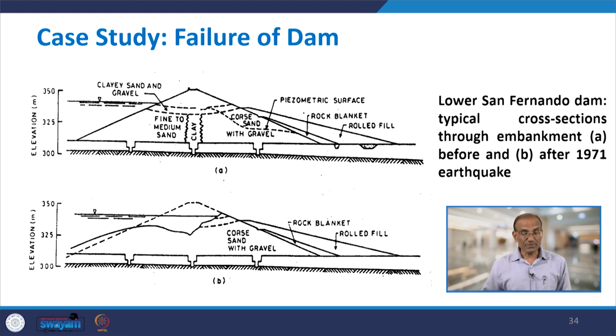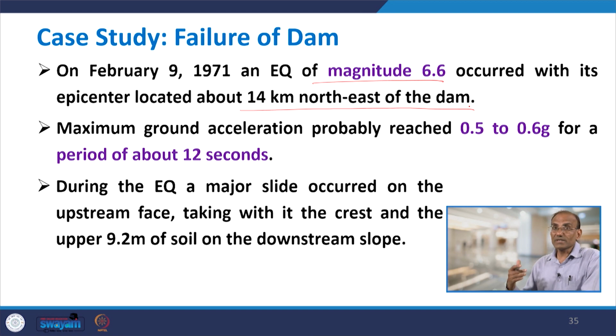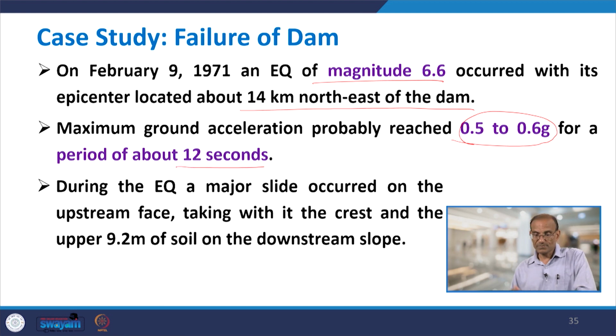by this. Fortunately, the earthquake occurred on February 9, 1971 with a magnitude of 6.6, and its epicenter was located about 14 km northeast of the dam. 14 km is not a large distance for an earthquake, and it was very close. So, the epicenter was very close to the dam site. The maximum ground acceleration was quite high, 0.5 to 0.6 g, for a period of about 12 seconds.